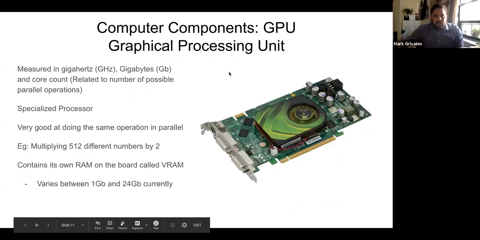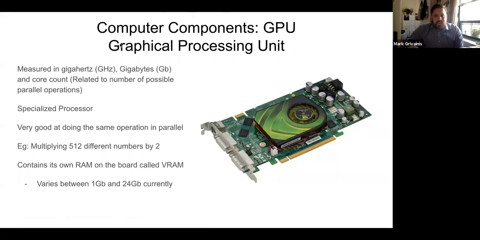And the final component, this component isn't actually necessary. A lot of the time this is built in nowadays to the CPU, but this is called the GPU, which is a graphical processing unit. These have actually multiple measurements. So the first is gigahertz. This is how fast it can do operations. Then it has gigabytes. This is how much RAM it has. And finally, how many cores it has. So these all represent different units for the graphics card.